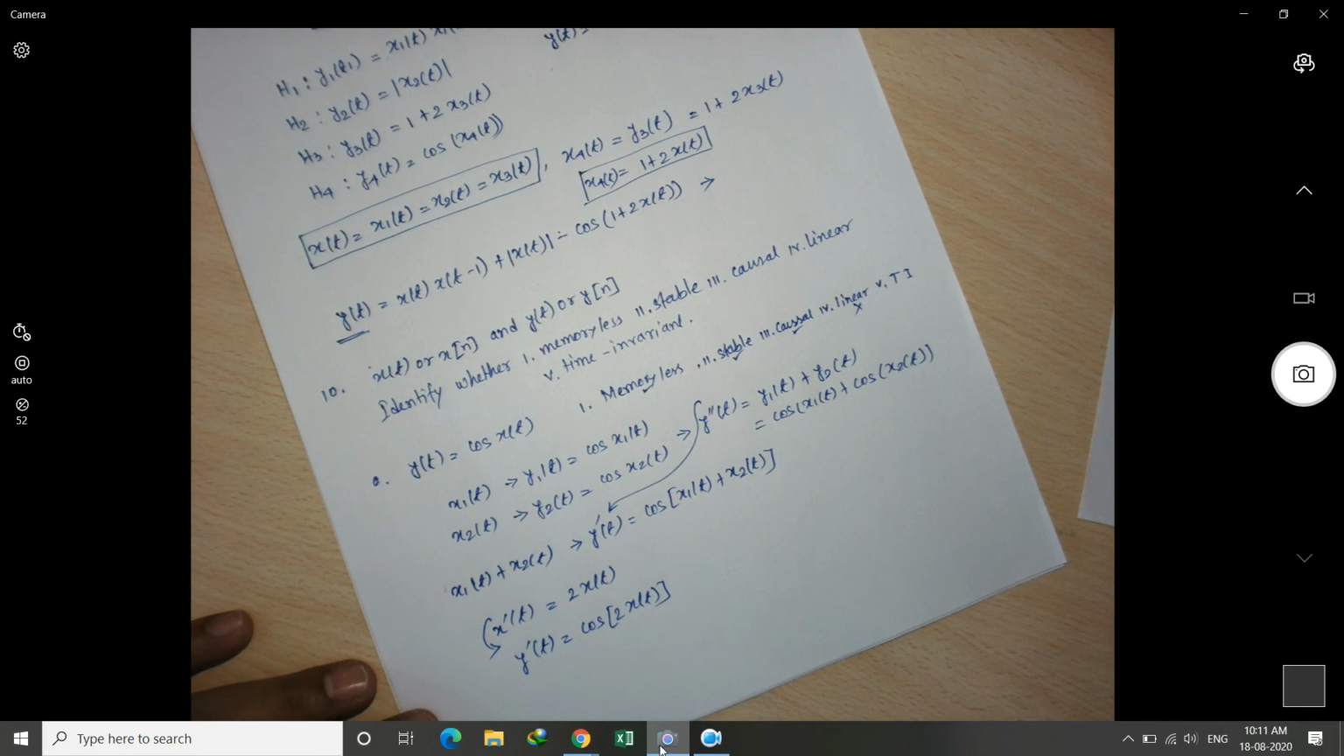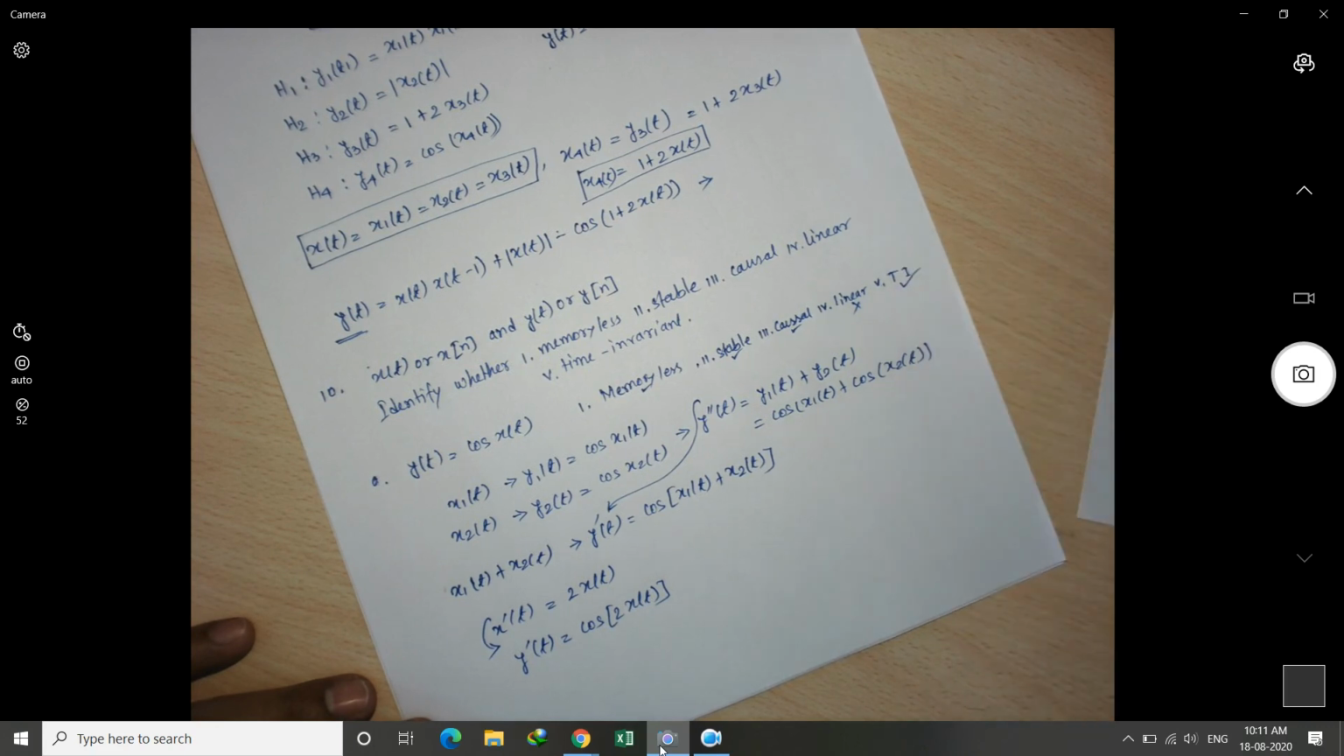So let us check for the fifth, time invariant. Yes, sir. It is time invariant. Yes or no? Yes, sir. So it is a memoryless system, stable system, causal system, but not a linear system, and as well as time invariant.